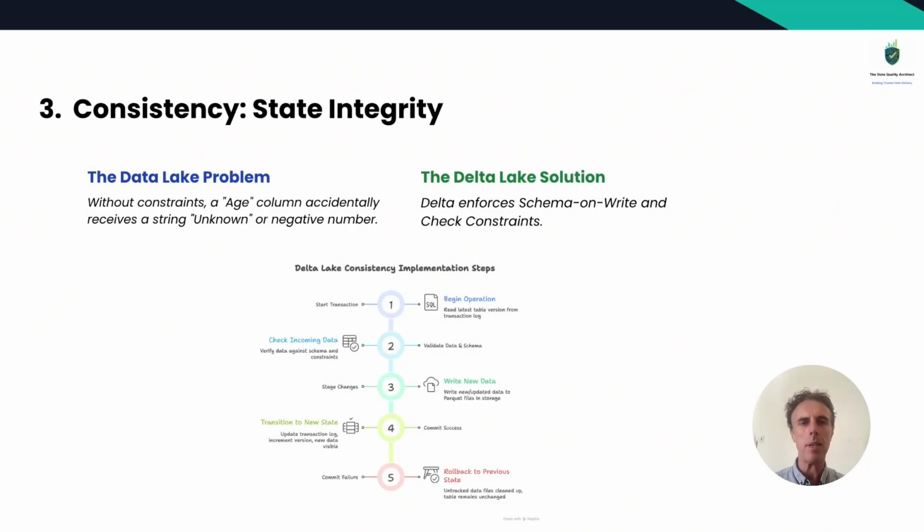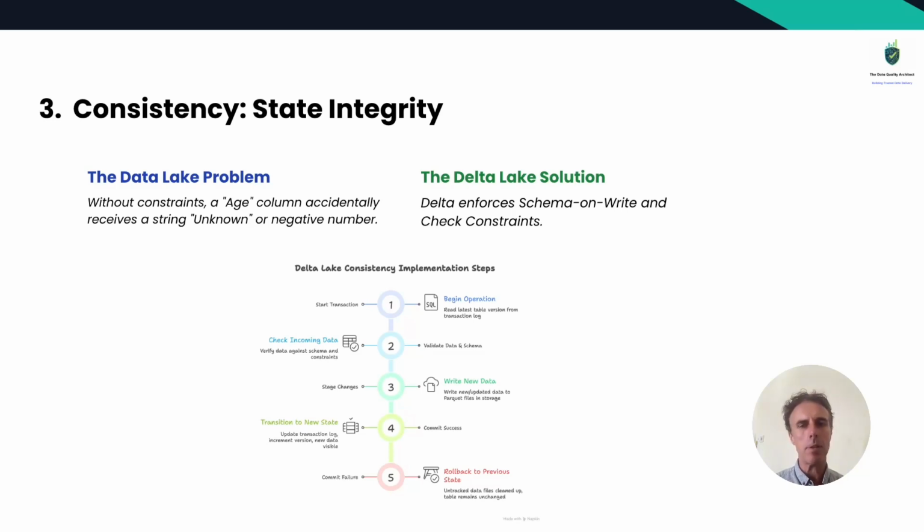So next is the C in ACID, consistency. Now you'll see there's a slight overlap with atomicity, but hopefully it will become clear in the stages. Consistency ensures that your data follows the rules you've set, essentially. In a standard data lake, you have schema on read, which is just a fancy way of saying hope for the best when you query. In contrast, Delta Lake gives you schema on write. So if a source system changes its format without telling you, Delta will stop the pipeline immediately rather than letting corrupted data flow into your silver or gold layer.